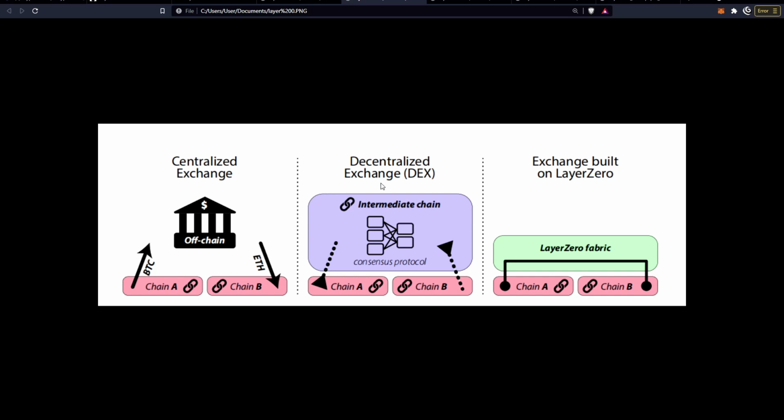In terms of decentralized exchanges, DEXs, you need an intermediate chain. This is all about bridging. We have chain A and chain B, but you need an intermediate chain which will bridge the asset from chain A to chain B. So this is all about DEXs.